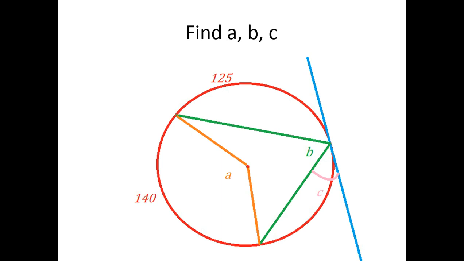Okay, so A is the fairly easy one to find. A is the exact same measure as the arc on the outside, so A would be 140. B would end up being half that measure, which would be about 70. Not 95, 70, so it'd be half of it.